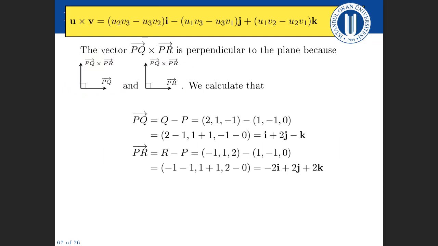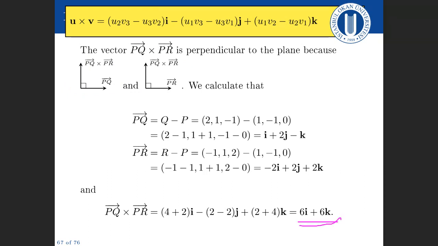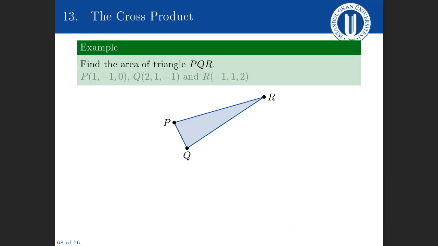So we calculate PQ and PR. I'll leave these for you to check. I'm being deliberately quick here. And then we calculate PQ cross PR. Again, I'm going to be very quick. At a later time, please check that this is 6i plus 6k.